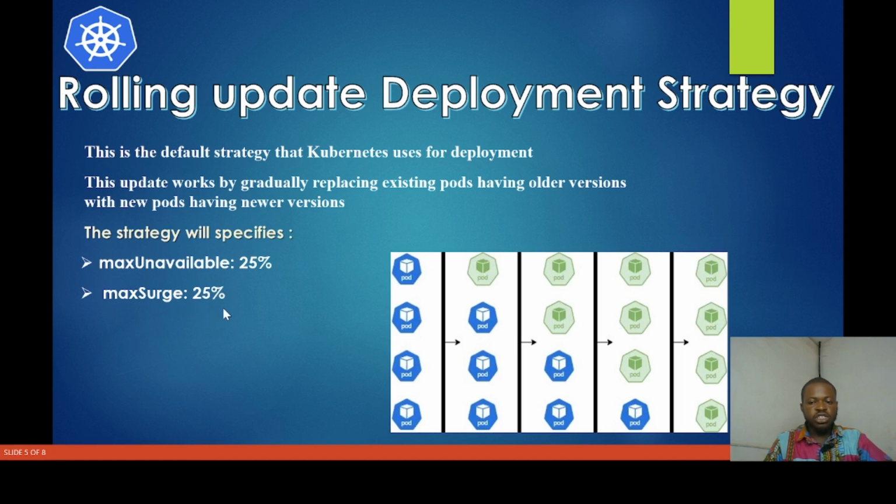And the maximum surge, which is max surge, is the maximum number or percentage of pods created at a time during an update. To also explain this, it is the number of new pods having new images that is created at the same time. So one pod is gone, a new pod is being brought in, another pod is gone, a new pod is being brought in, and like that it is just continuous. So you can use number or percentage depending on how you want to run it. To trigger this, we would go straight to our manifest file.